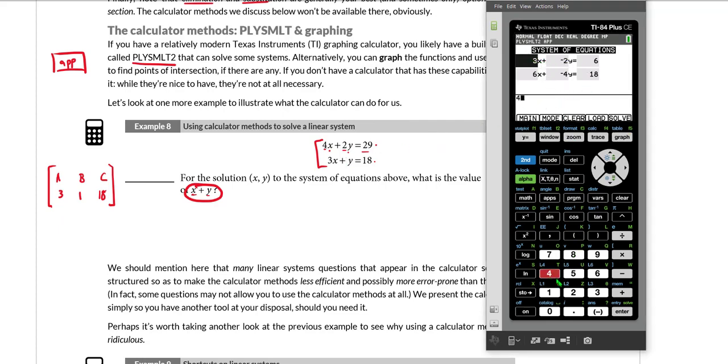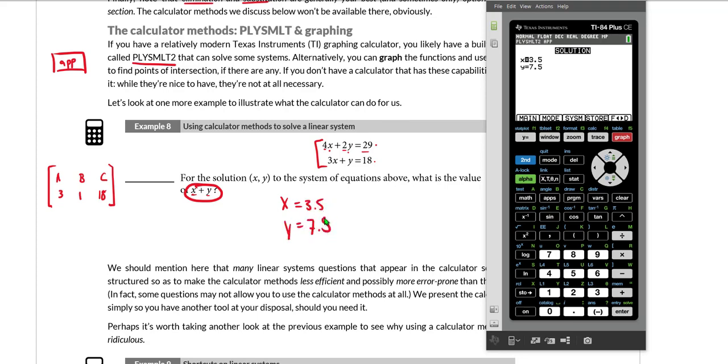So I'm going to enter a 4, and then I'm going to go over here and enter a 2, and then a 29, and then a 3, and then a 1, and then an 18. That's already in there. And now I have in my calculator the same system that I have on my paper, and what I am now going to do is once again hit the graph button to solve, and look at that. I have my x and I have my y. So x equals 3.5, y equals 7.5.